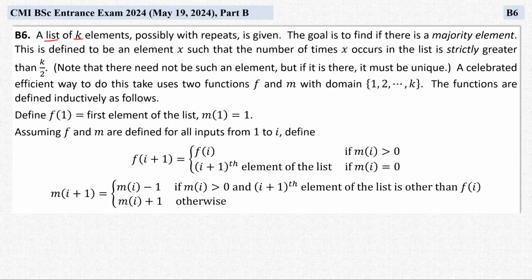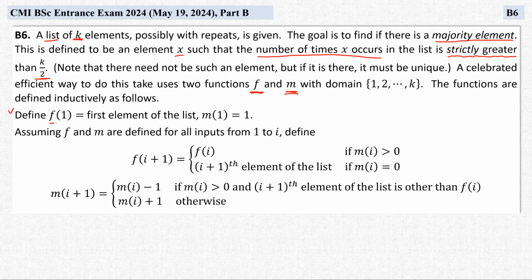A list of k elements, possibly with repeats, is given. The goal is to find if there is a majority element. The majority element is defined to be an element x such that the number of times x occurs in the list is strictly greater than k over 2, half the length of the list. There need not be such an element, but if it is there, it must be unique. A celebrated efficient way to do this uses two functions f and m with domain 1 to k. The functions are defined inductively as follows.